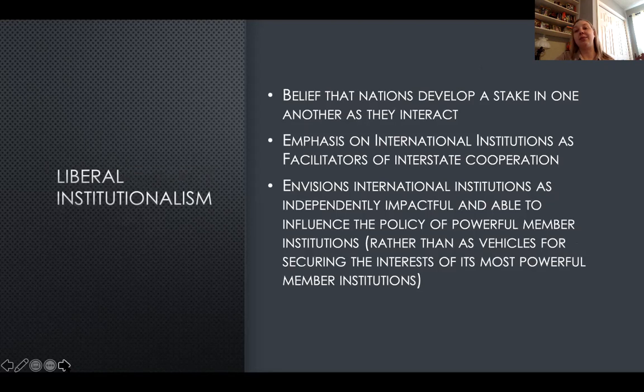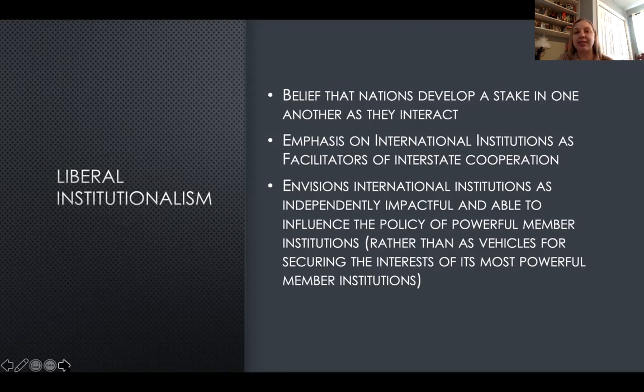And finally, we have liberal institutionalism. Liberal institutionalism is the belief that nations develop a stake in one another as they interact with each other. So there's a really big emphasis in liberal institutionalism on cooperation through international institutions and bodies. This would include the United Nations, the International Monetary Fund, the World Health Organization.